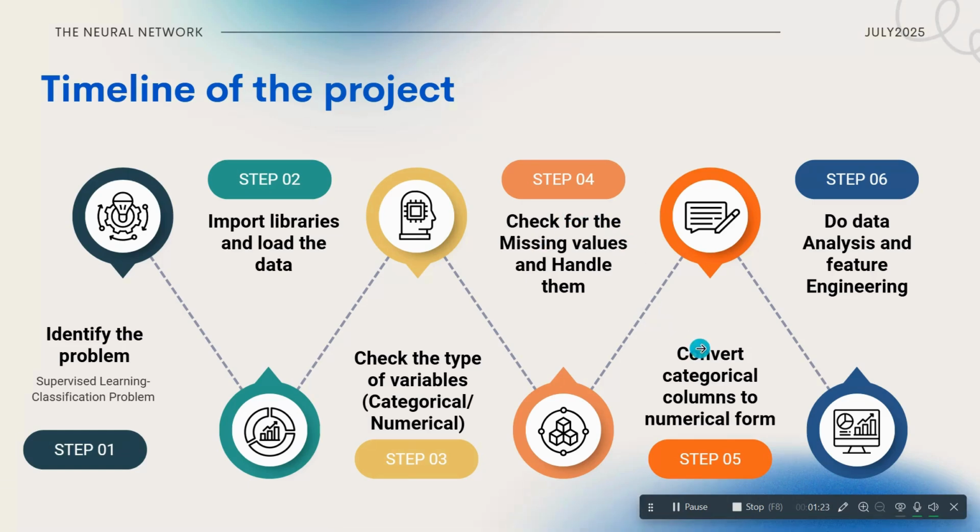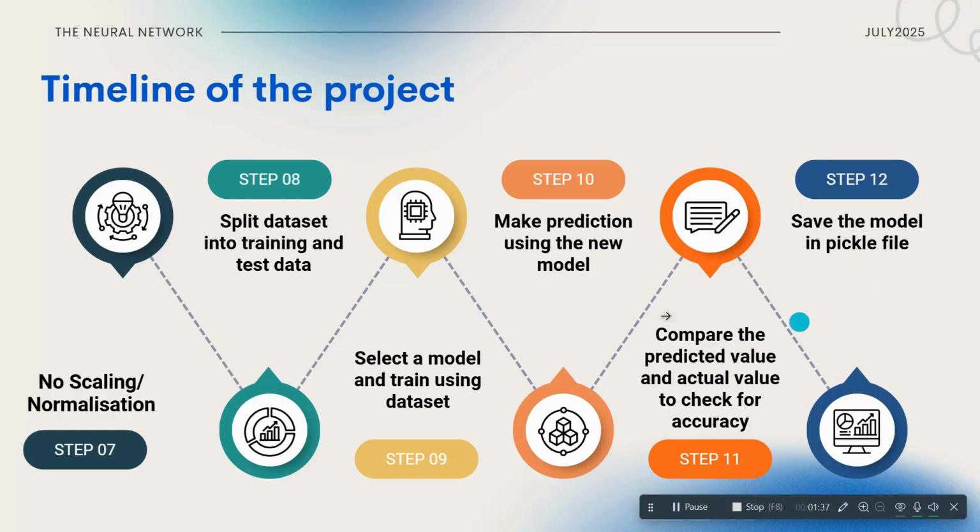Then we have to convert the categorical columns to numerical form. For this we will use label encoding. In this code we will learn about target encoding. Then we have to do data analysis and feature engineering. Further, we have to do the scaling and normalization. Then we have to split the dataset into training and test data.